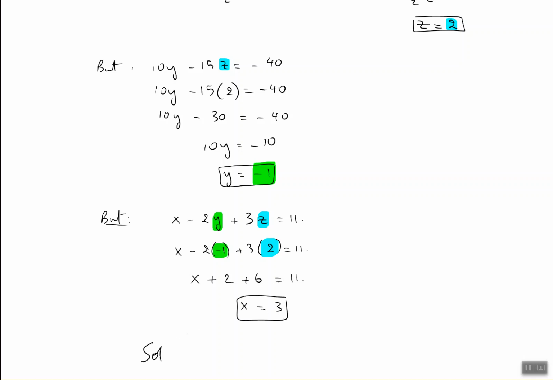And so the solution for this problem is going to be the letter x, 3, the letter y, negative 1, and finally z, 2. That's what we call Gaussian elimination, and then solving the problem.